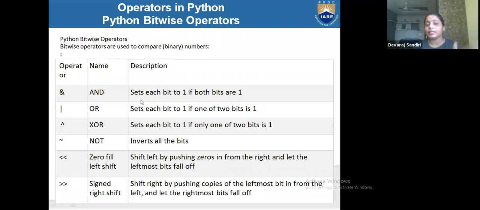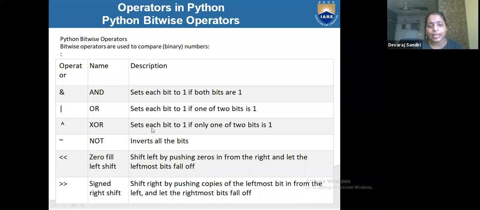If a is equal to 1 and b is equal to 1, our result will come as 1. If a is equal to 0 and b is equal to 1, the result will come as 0 only, meaning false. Okay, and the or operator sets each bit to 1 if one of two bits is 1. If a is equal to 1 and b is equal to 0, at that time also you will get 1, where 1 means true.